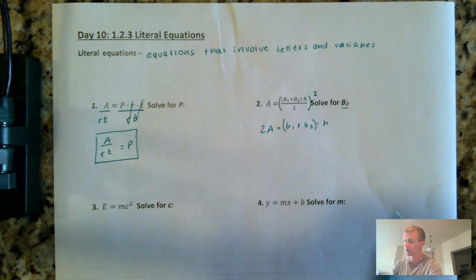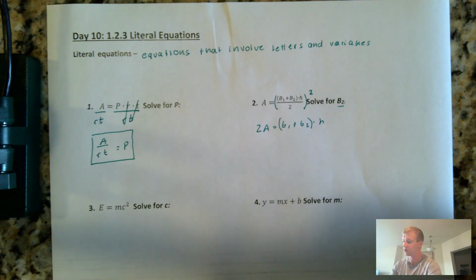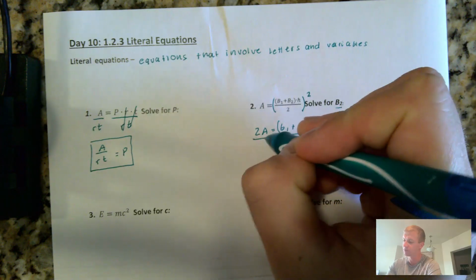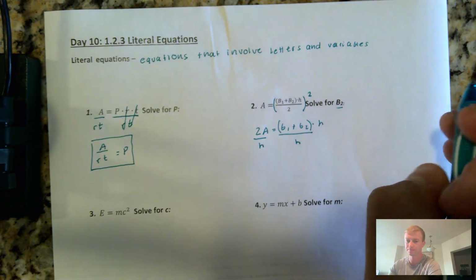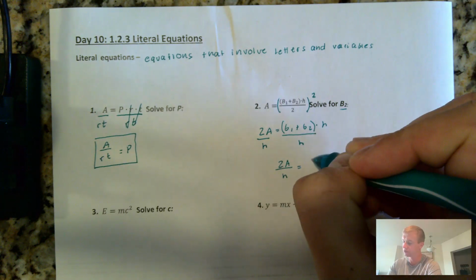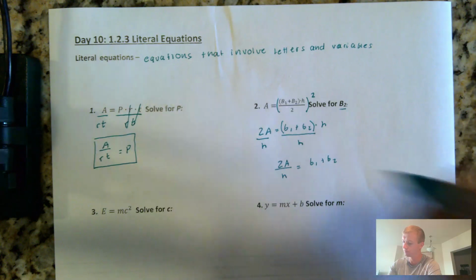If you look here, everything's being multiplied by h. Remember, we said in the toolkit, do not distribute that h, because otherwise you're making more work for yourself. So you're just going to divide by h on both sides to simplify, and you're going to be left with 2A over h is equal to B1 plus B2.